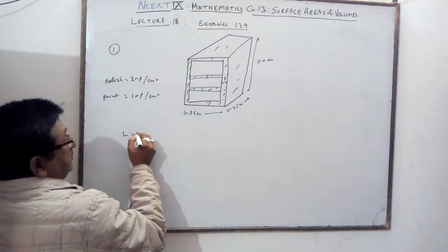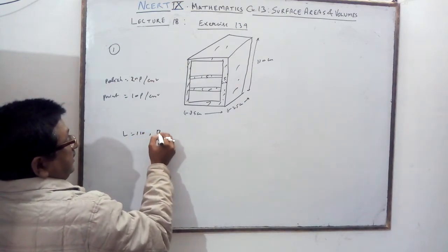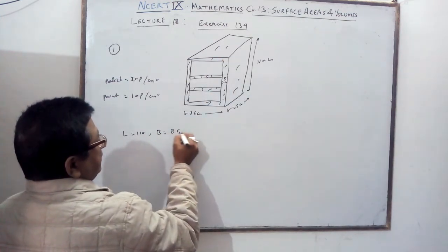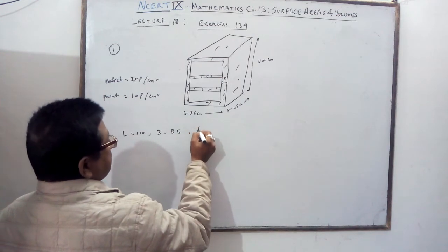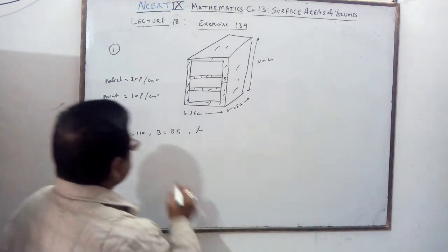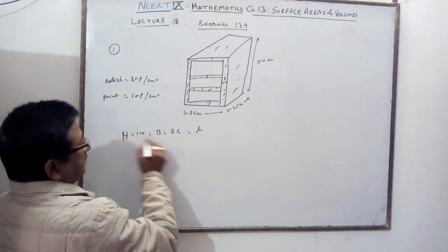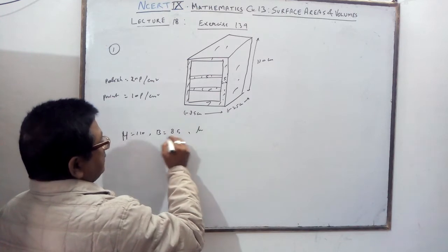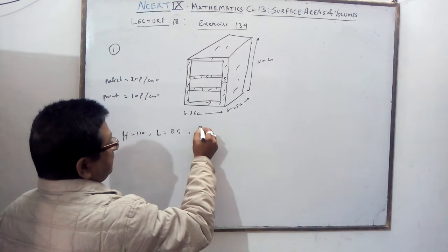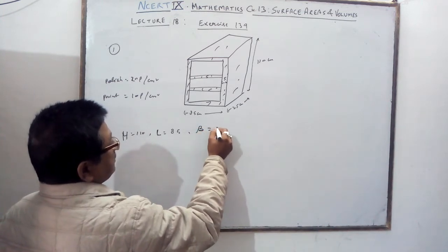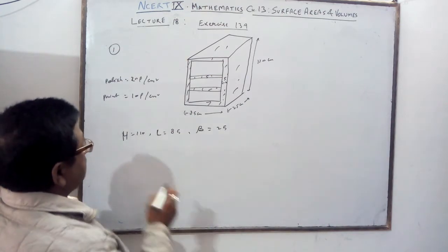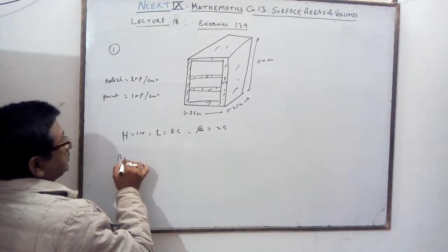Length is given as 110, breadth is 85. This is the height, and the depth is given as 25. At the back side there is a wall. So, the TSA of the area for polish.